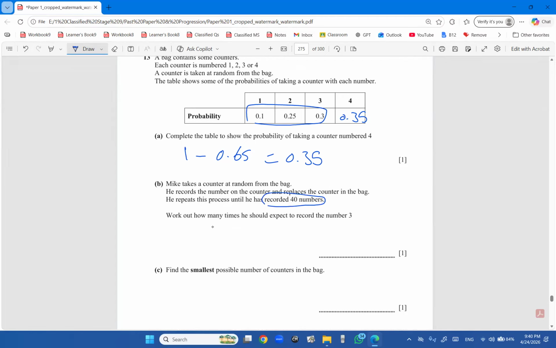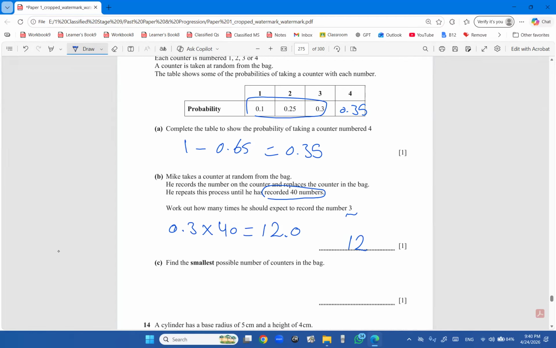Work out how many times he should expect to record the number 3. The probability of the number 3 is 0.3. Multiplying it by 40, because he has done this 40 times, gives you 120, but I have one decimal place, so it is 12 times. It is expected that he gets a 3 12 times. That is 40 multiplied by 0.3.